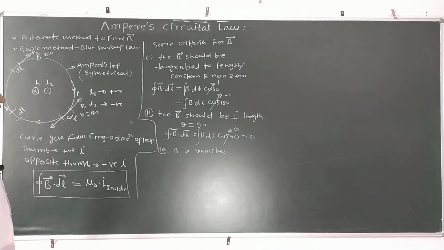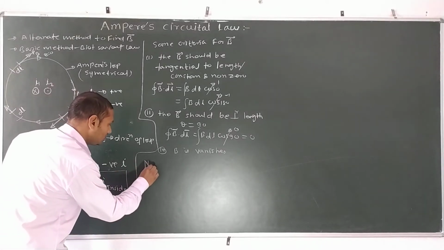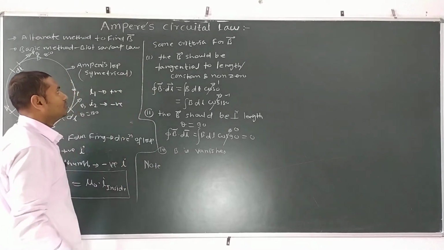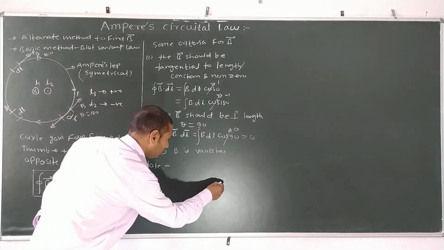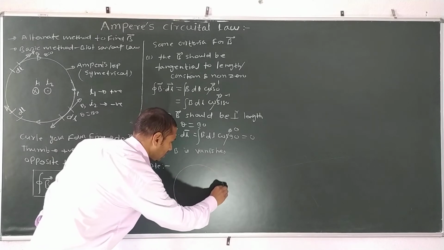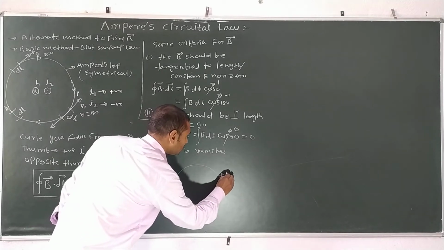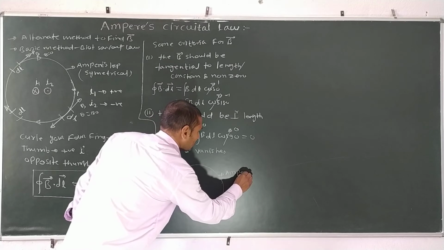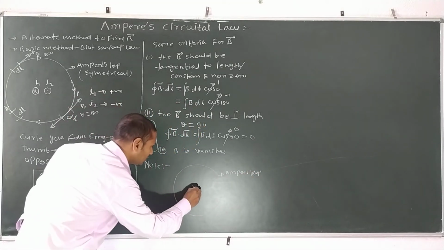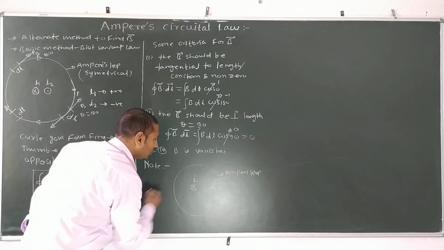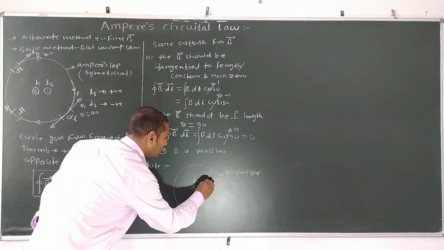And there is a note about this Ampere's circuital law. Suppose this is an Ampere's loop, and inside the loop there are two currents, I1 and I2.